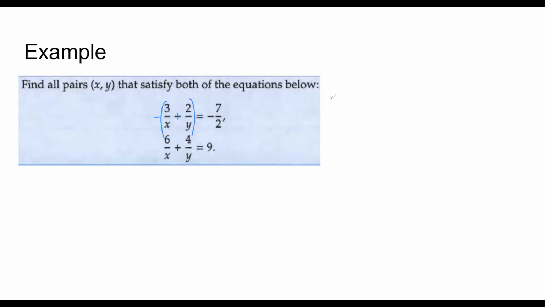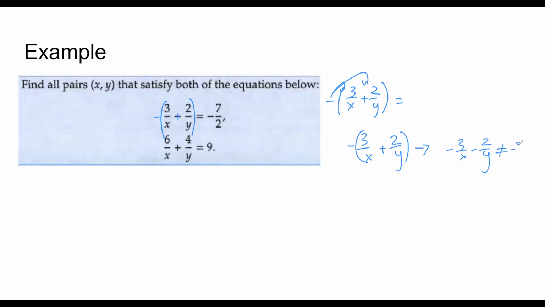Yeah, so the problem here is that when you do something like negative 3x plus 2y in the parentheses, the negative applies to both of these. So when you put this into parentheses, you're actually flipping the sign of one of them. So our original equation would be negative 3 over x plus 2y, right? But if you put parentheses around here, this becomes negative 3 over x minus 2y, which is not the same as negative 3 over x plus 2y. Does that make sense? Yeah.